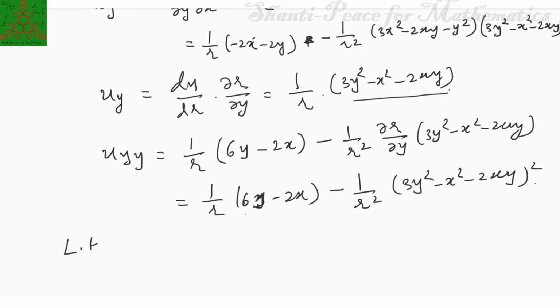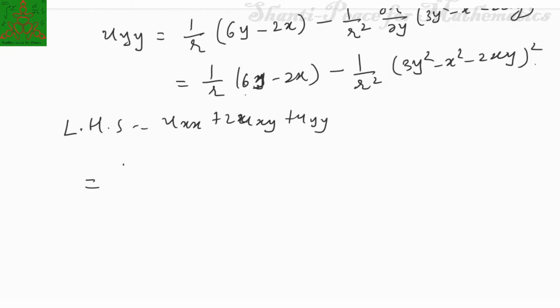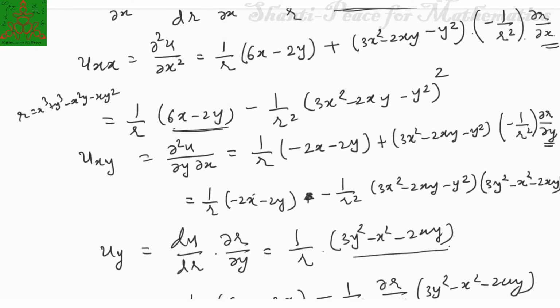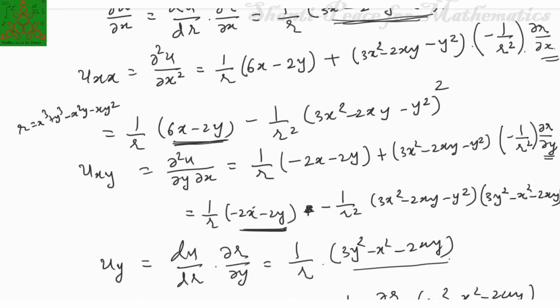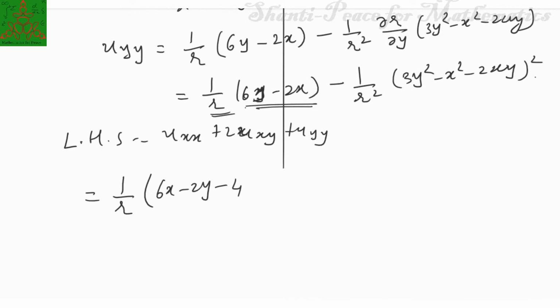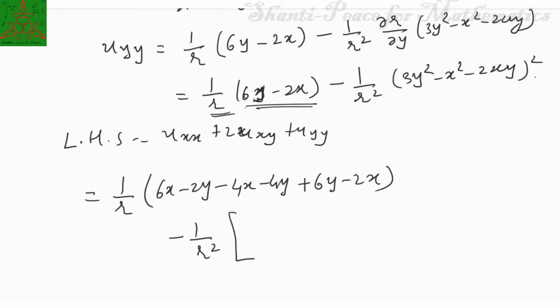Now the LHS is given as uxx plus 2uxy plus uyy, that you need to compute. Just note that 1 upon r is common out from each of these terms, and here it is 6x minus 2y. The 2 is multiplied with this quantity, and this quantity is as it is, so we have 6x minus 2y. Then 2 is multiplied to this, so it is minus 4x minus 4y plus 6y minus 2x. Minus 1 upon r square is common out from these quantities.